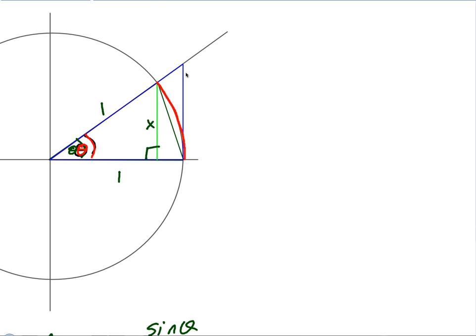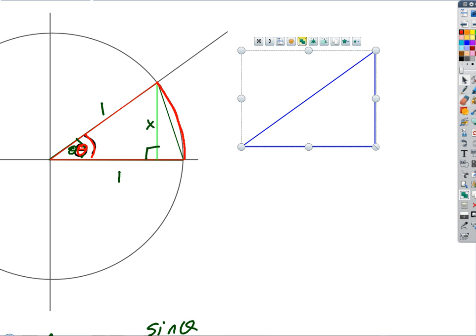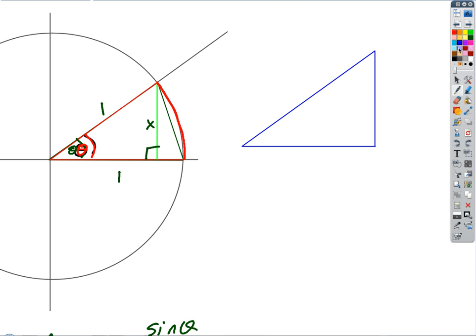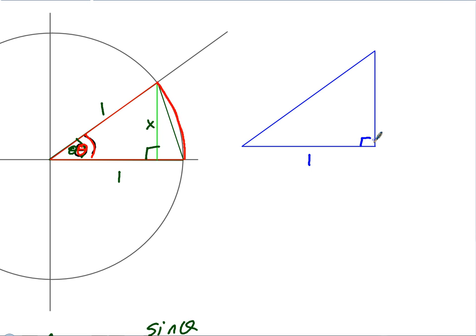Let's look at this blue area. Okay, we said that's 1, right? It's a right angle. And now this is theta, right? In order to find the area, it's half the base times the height, right? So it's 1/2 times 1 times h. Got to find h though.